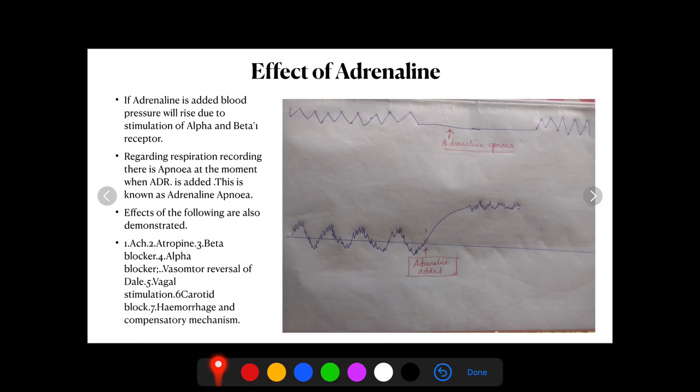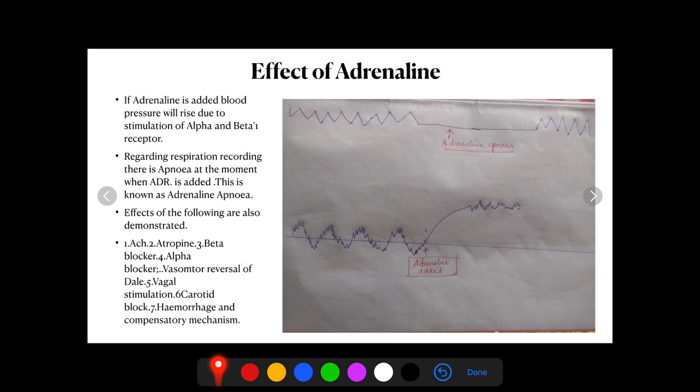Why? Because due to blockage of alpha receptors by alpha blocking drugs, there will be unopposed action of beta 1 and beta 2. Out of these, beta 1 has a positive effect on the heart, but beta 2 causes vasodilatation, and the effect of beta 2 stimulation is predominant and it takes place earlier. That's why instead of a rise of the blood pressure, there will be a fall, and this is known as the vasomotor reversal of Dale.